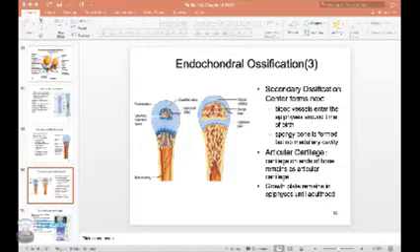Okay, got a question on the study guide. Let me see if I can pull that up. Give me 1 second to get a document open.